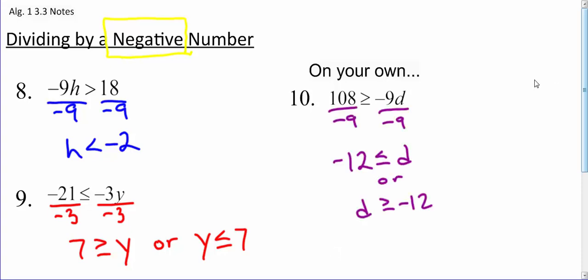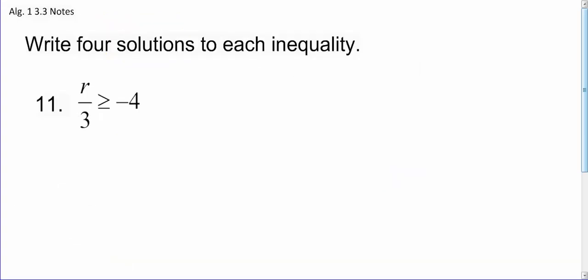Alright, welcome back again. You can see my work on number 10. d is greater than negative 12. You may have just left it as negative 12 less than or equal to d as your solution. And again, we had to deal with division by a negative, so it forced us to switch the inequality. Alright, let's take a look at our last problem here.